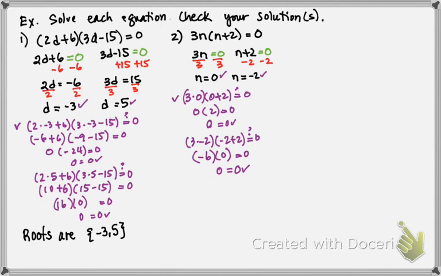So we could say the answer is the x-intercepts are 0 and negative 2. So this would be the x-intercepts are the solution set of 0 and negative 2.